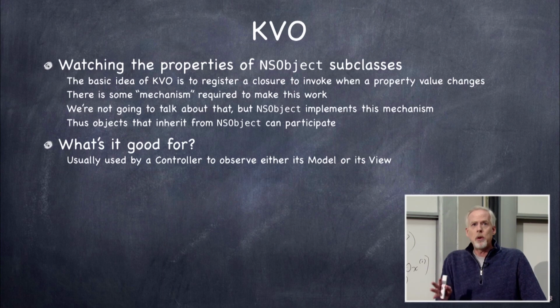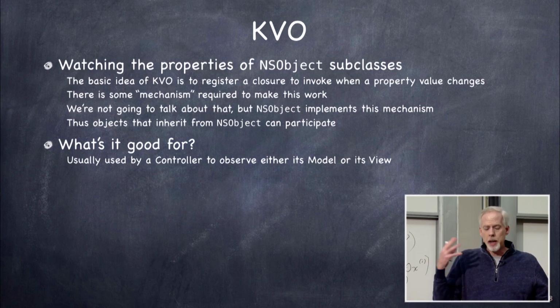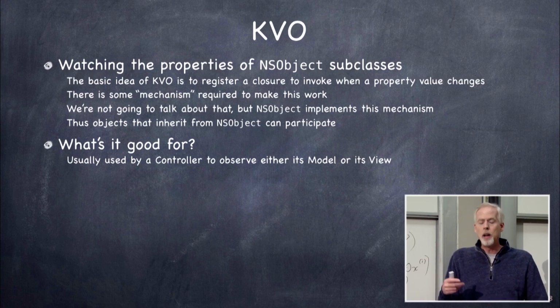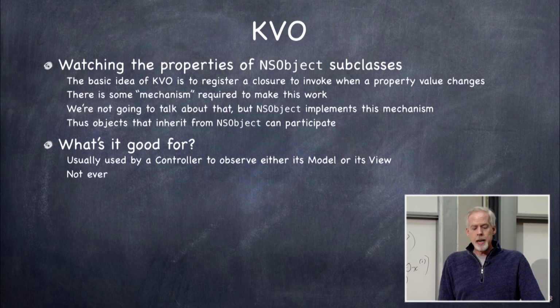What is this thing good for? What's KVO good for? Well, it's good for some of the same things as notification, blind, structured communication between things, especially between models and their controllers, but also between the view and their controller, or even between a view and itself, as you'll see in the demo here.